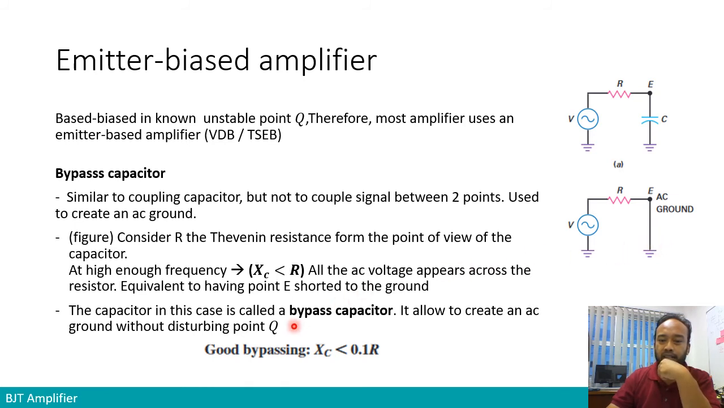So what is the purpose of having a bypass capacitor, or an AC grounding? The purpose is basically to allow all the AC component to go into the ground, and later we'll see in the emitter bias circuit that it does not influence the emitter terminal, and therefore does not disturb the point Q, or the operating point, of the biasing of the BJT. A good bypass capacitor is the same as a good coupling capacitor. So the reactance needs to be 10 times smaller than the value of the resistor or equivalent resistor.